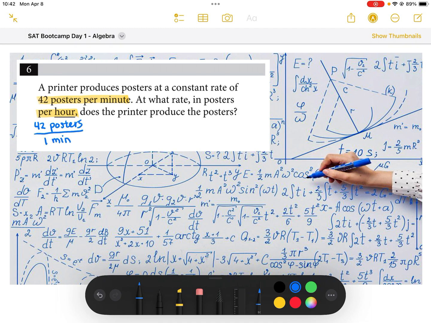So right now, we know that there are 42 posters for 1 minute, and we want to get this to be out of 60 minutes, because 60 minutes is in an hour. So that would be 1 hour then. So to go from 1 to 60, I need to multiply 1 by 60. So that means I'm going to multiply the top by 60. So 42 by 60 is going to give us 2,520 posters. Now our solution is not this fraction, it's just 2,520, the number of posters that we actually produced in an hour.